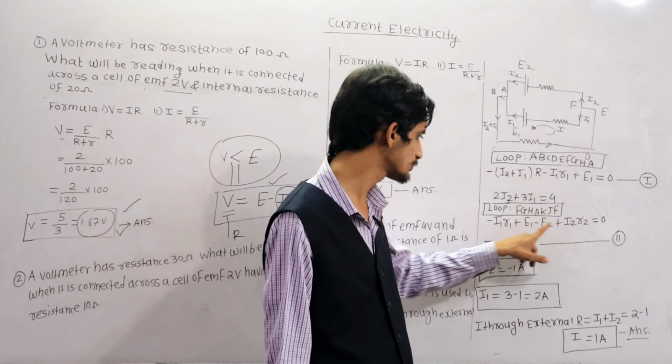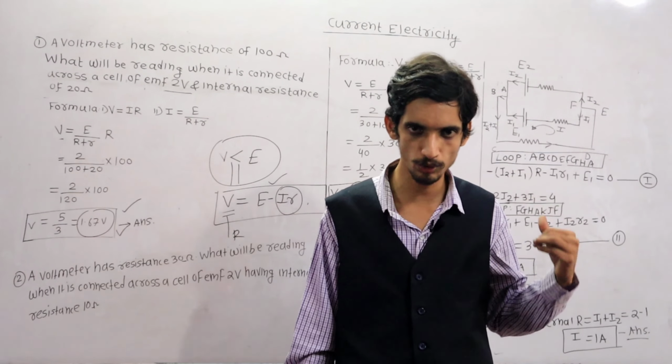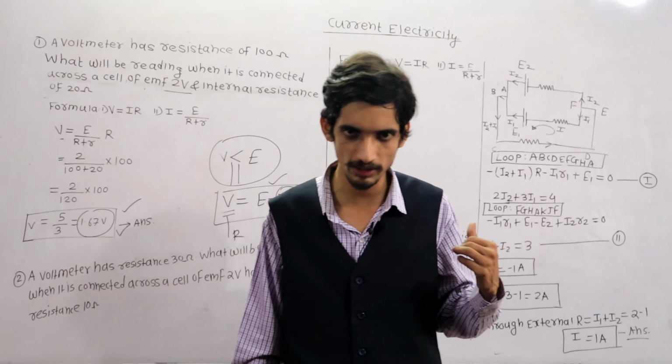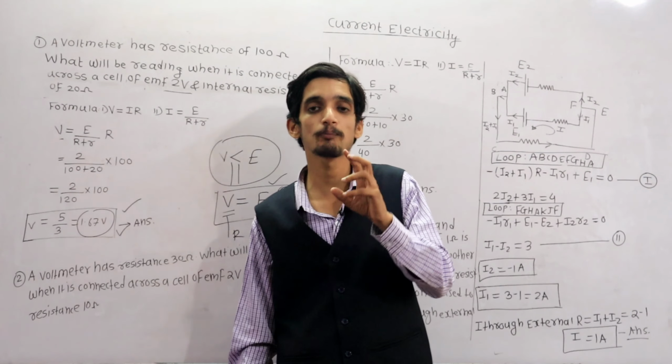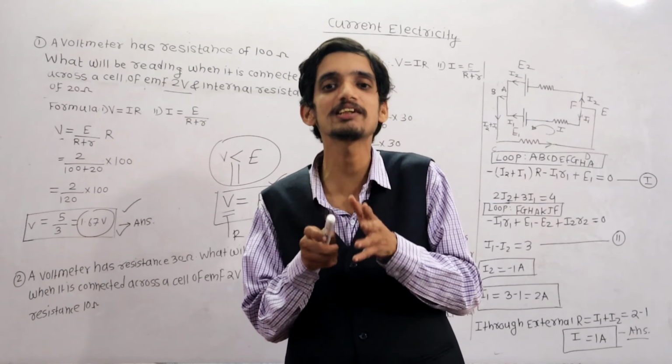So equation number 1 and equation number 2 are simultaneous equations. You have to solve them, and if you solve this, you get I2 equal to minus 1 ampere and I1 equal to 2 ampere. Now what is meant by minus 1? It signifies that whatever direction you assumed while solving the numerical, the actual direction is opposite to that of your assumed direction. So that opposite direction is represented with the minus sign.